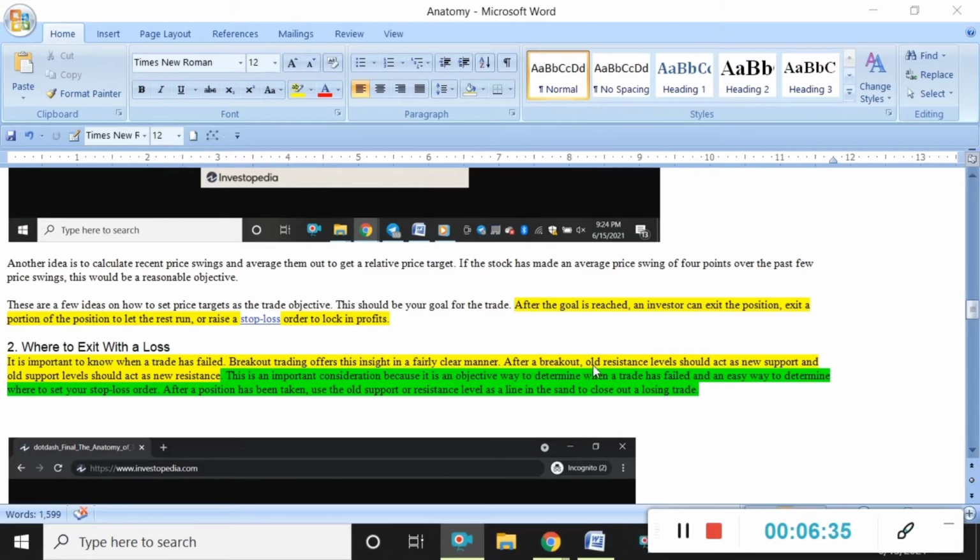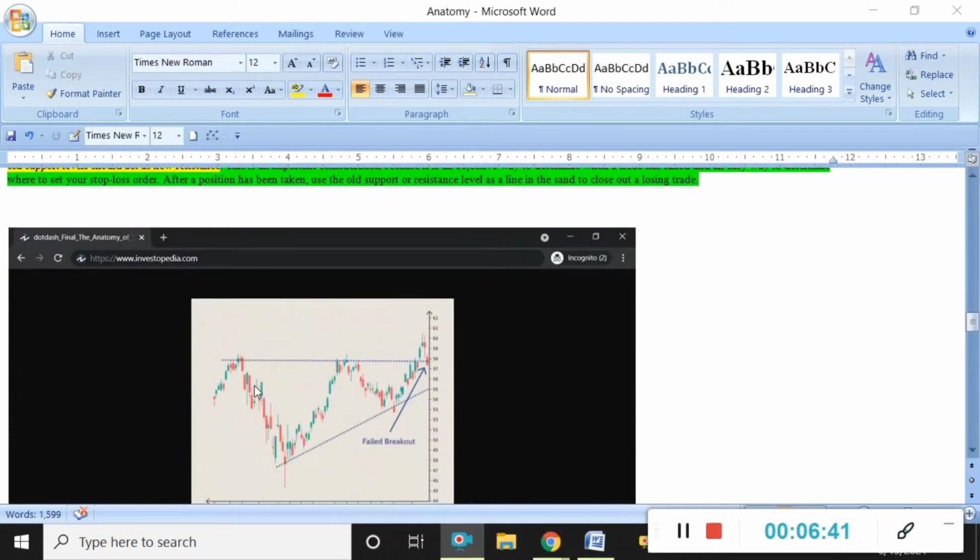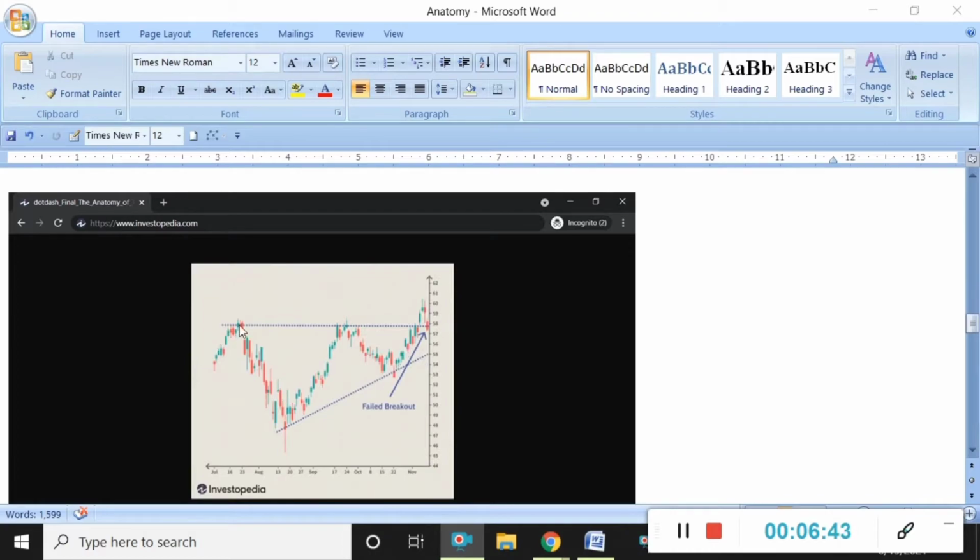After a breakout, old resistance levels should act as new support, and old support levels should act as new resistance. Look at this figure. Price comes up, rejected. Price comes up again, rejected. Again the price comes up and successfully breaks the resistance and takes a pullback. So here the previous resistance should turn into support and should bounce again, but unsuccessfully. The new support is unable to hold and the price falls back again, which means this was a fake breakout.